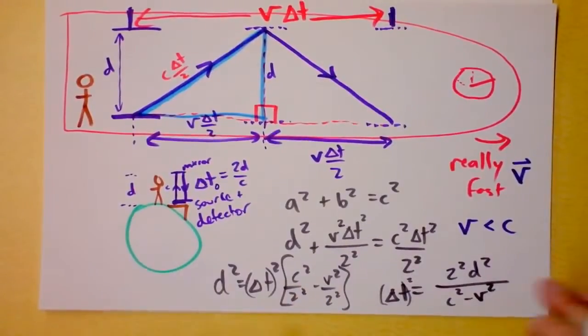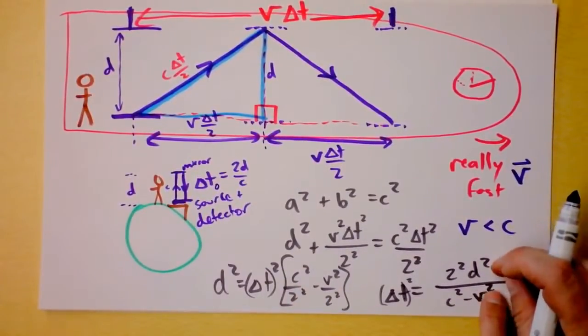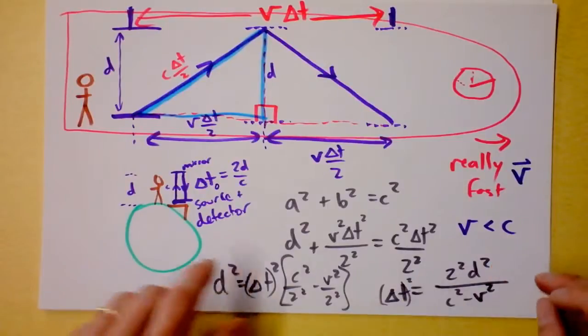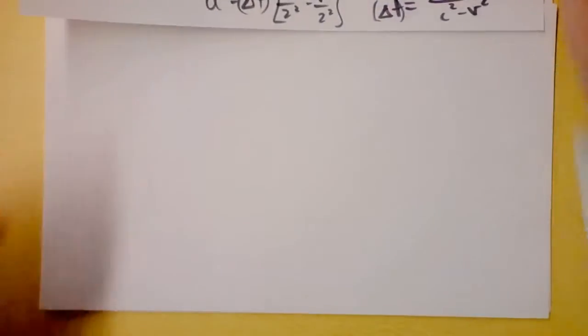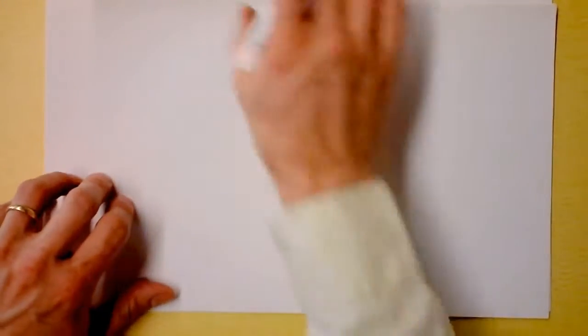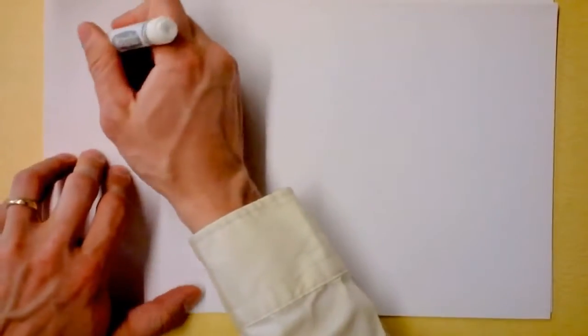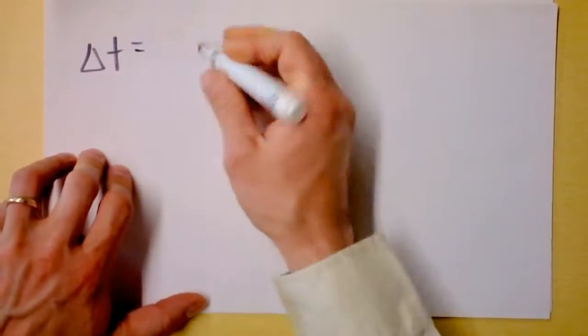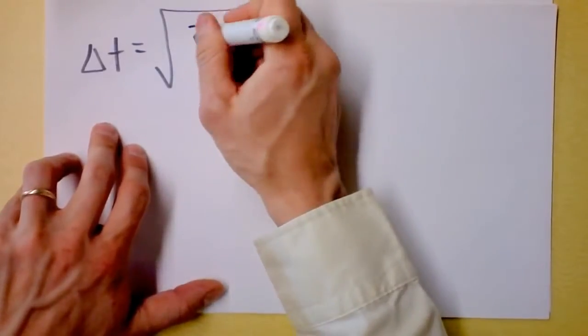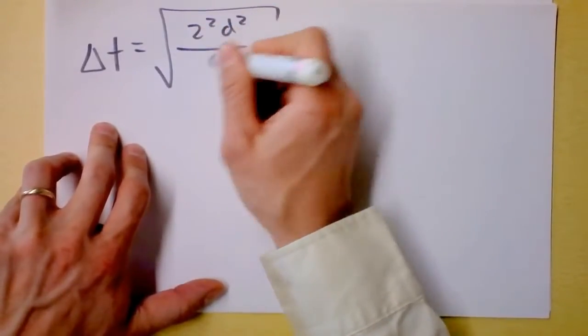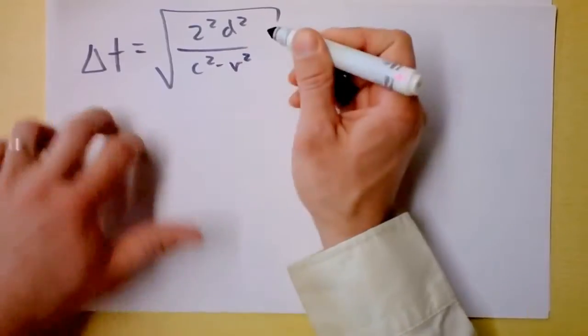And here's my plan. I've got a d square up top and a 2 square down here. Dang. What do you think I should do? Can I factor out another c? Yeah, let's write this again. This is all just from the Pythagorean theorem on that triangle. Look at what Einstein's doing here. He says delta t is the square root of all this business right here. It's 2 squared times d square over c square minus v square.